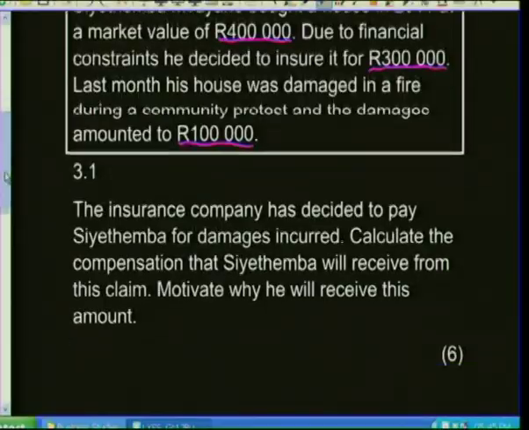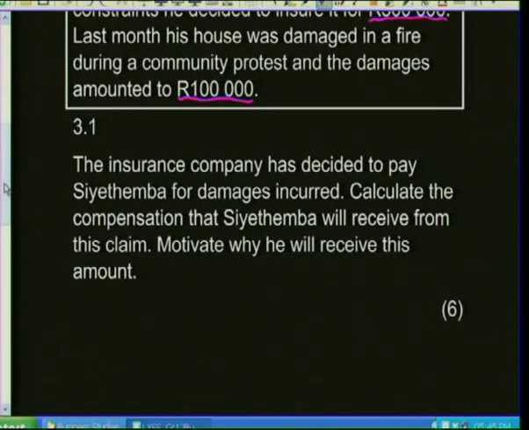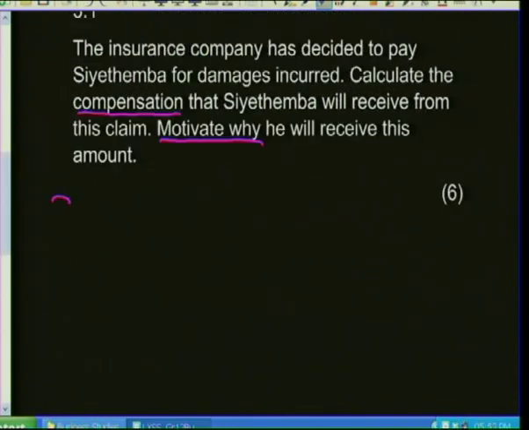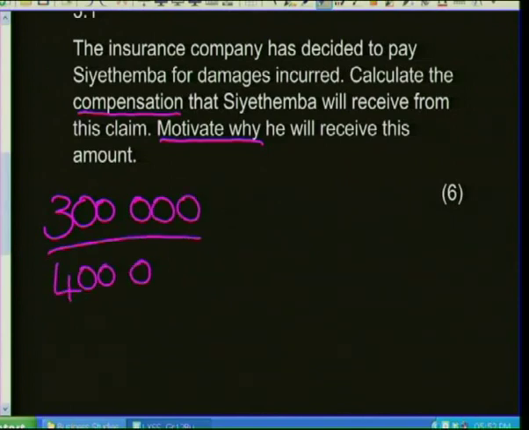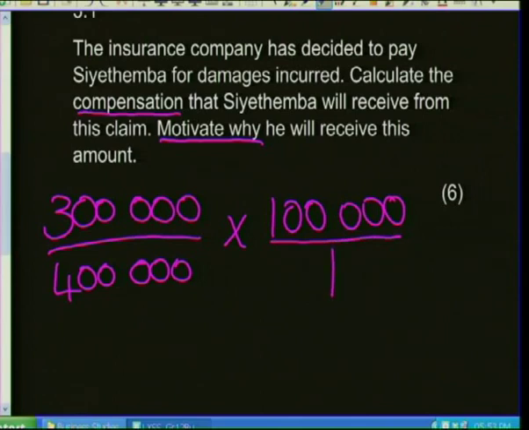It says, the insurance company has decided to pay for damages that he incurred. Calculate the compensation that he will receive from this claim. Motivate why he will receive this amount. So we need to do a little calculation here. You need to put 300,000 over 400,000, and I'm going to explain to you why now. And we're going to times this by 100,000. Now, this is a simple calculation.